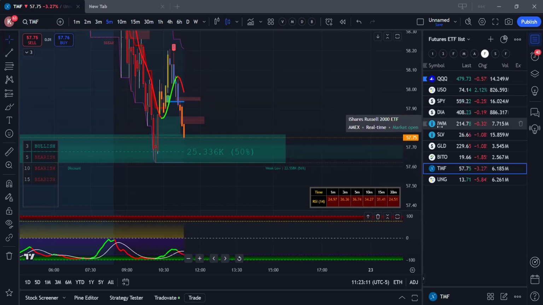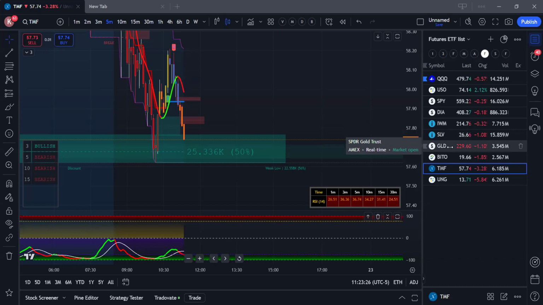Your YM. IWM is for your RTY. So whenever RTY is going down, you can buy the option puts or calls, right? You can make money. Silver. In futures, you can make money with SI. With options, you can make with SLV. Gold, if gold is going down, you can buy puts for GLD.